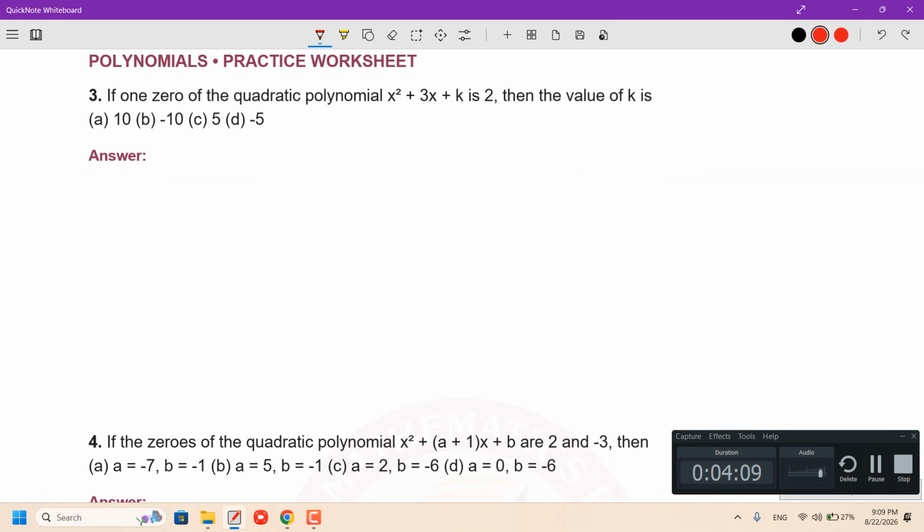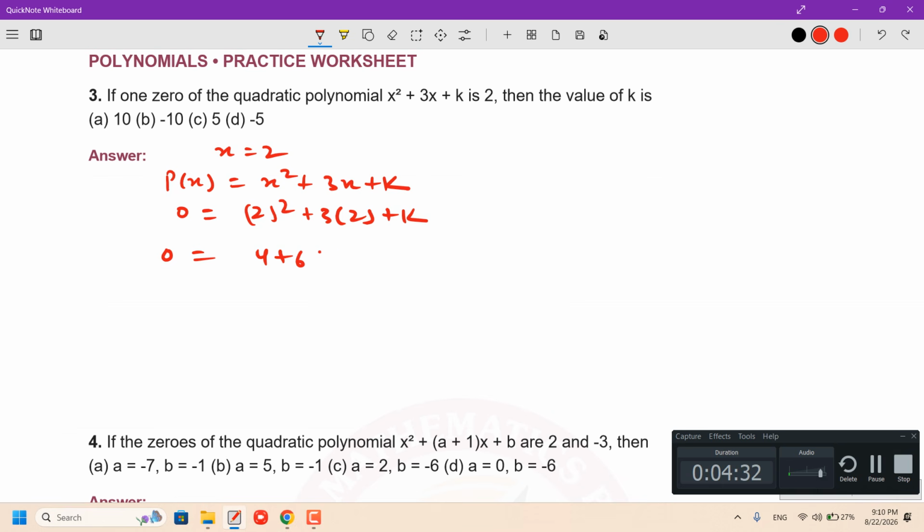Next question. If one zero of the quadratic polynomial is 2, it means that x equals 2. Now what is the quadratic polynomial? That is x square plus 3x plus k. Now put the value 2, so 2 square plus 3 into 2 plus k. So 0 is equal to 4 plus 6 plus k. So 0 equals 10 plus k. So k equals negative 10.